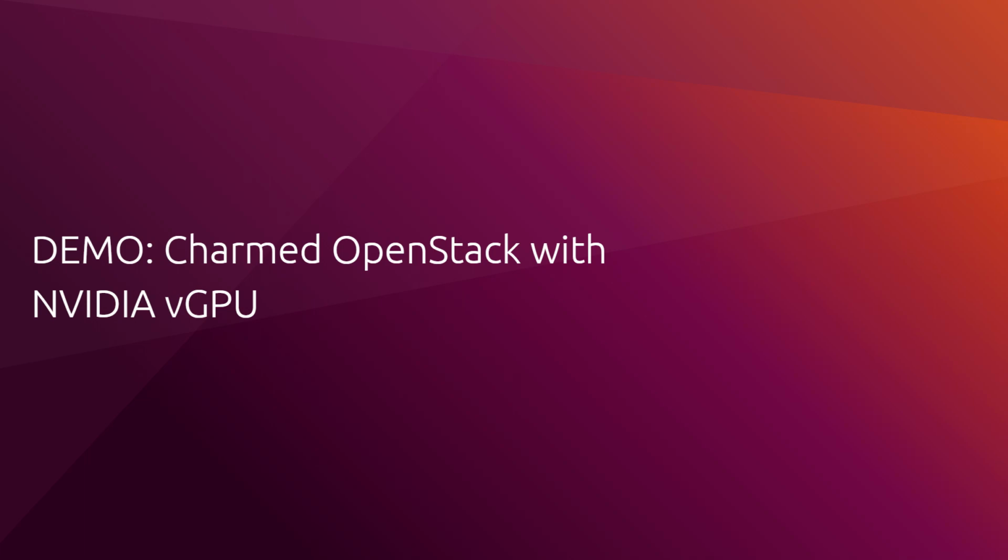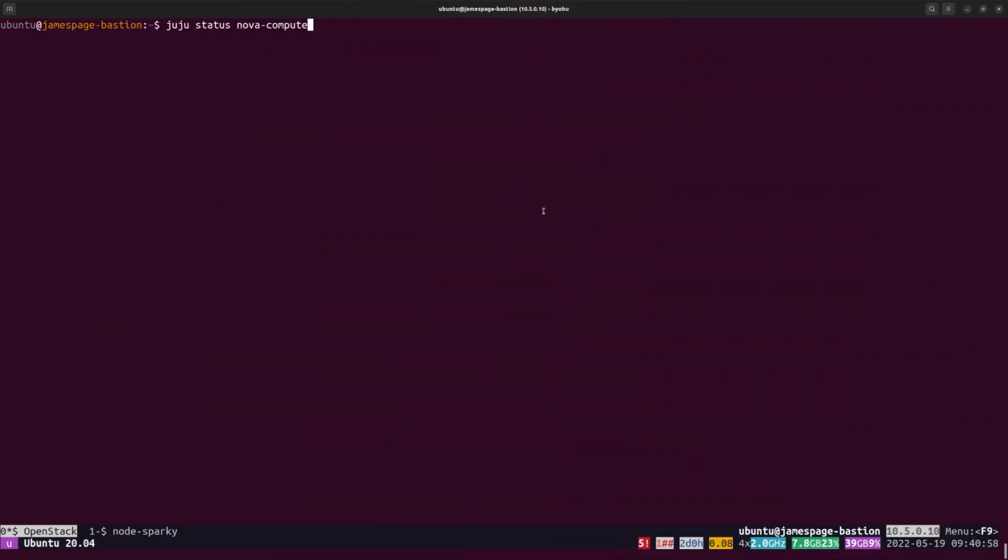Thanks, David. We'll now compare the performance of a TensorFlow machine learning workload on GPU and standard CPUs, leveraging the vGPU deployment capabilities of Charmed OpenStack. To start with, let's take a look at the Charmed OpenStack deployment.